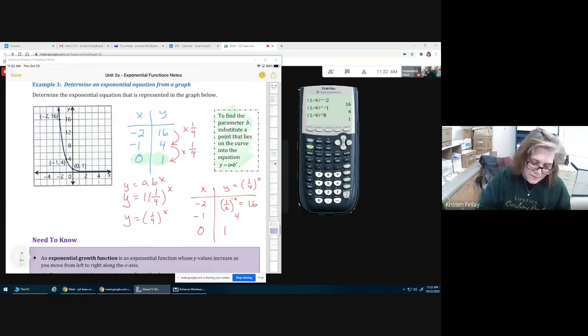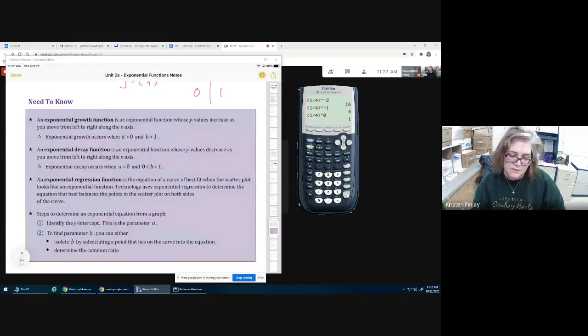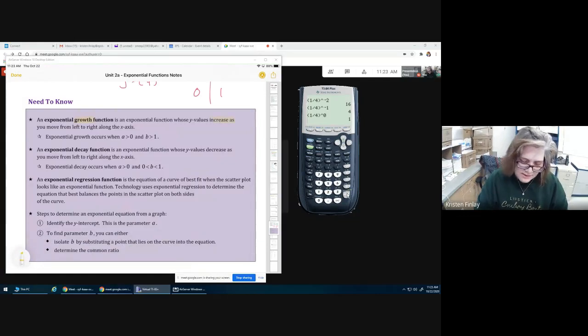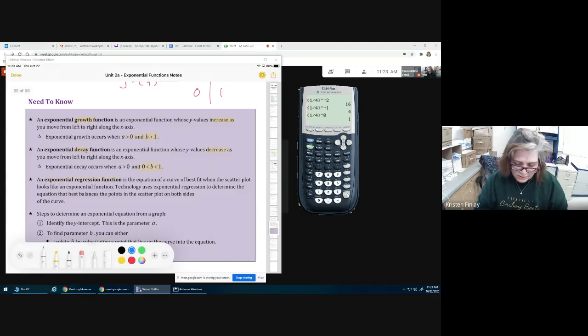So, need to knows. An exponential growth function is one that increases. So it's when b is greater than 1. A decay function is one that decreases, so b is between 0 and 1. An exponential regression function uses the equation of the curve of best fit when the scatter plot looks like an exponential function. So make sure that you check out the steps on page 66 for the regression.